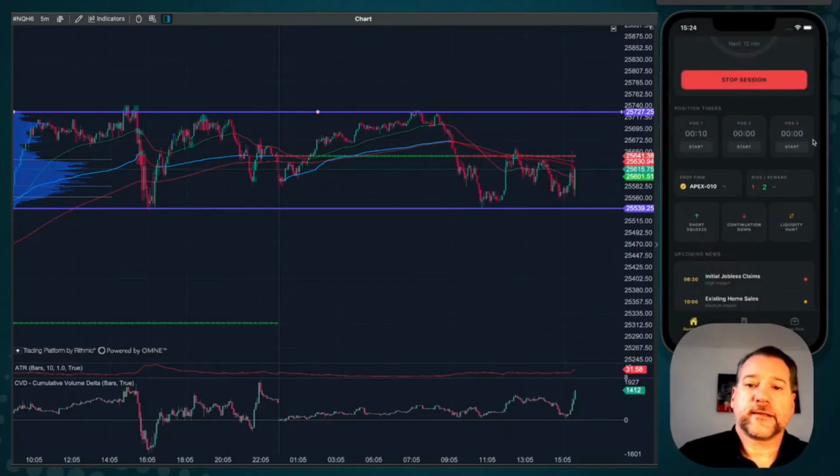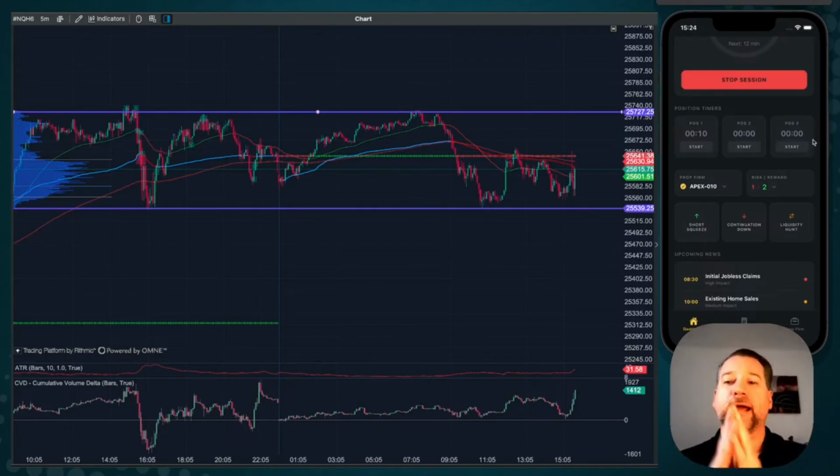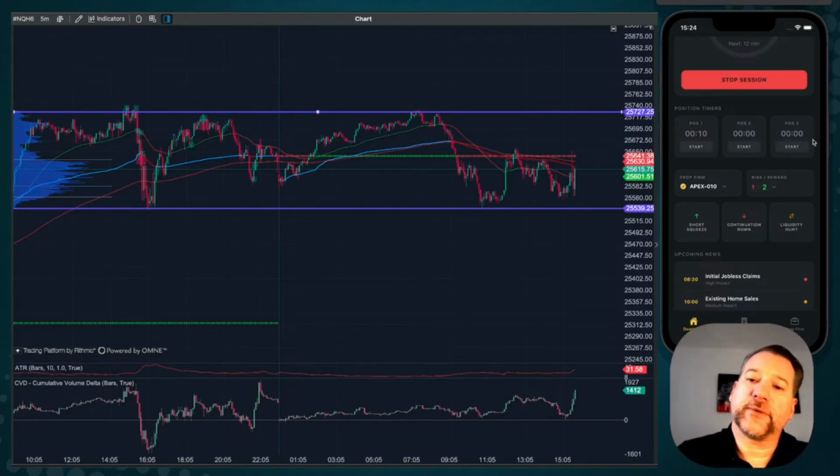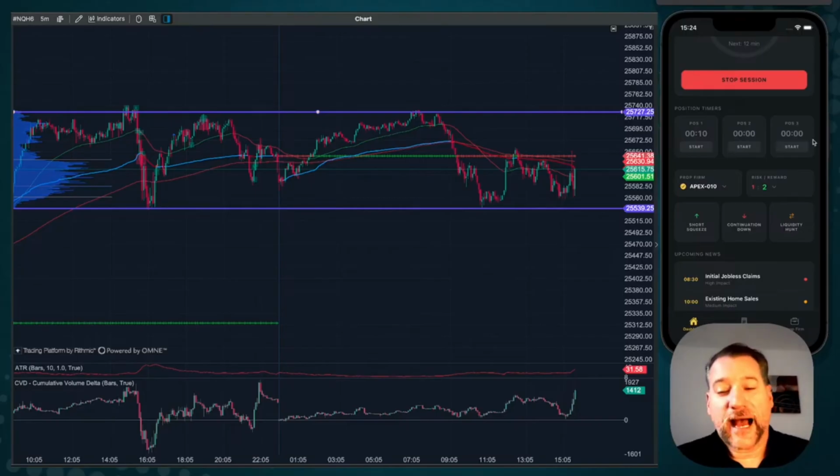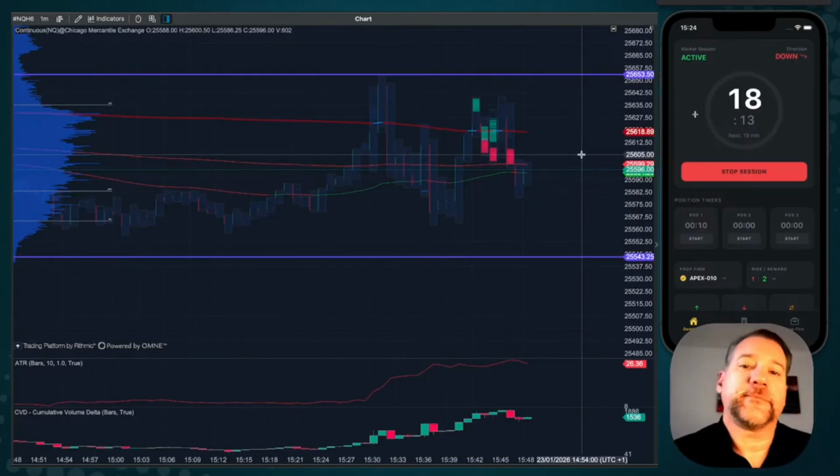So I have another alert. What time is it now? 12 minutes. Okay, now I have to review my bias. Where is the price going? Now it's not going lower, it's going higher maybe. Okay, I don't have a clear bias yet, but I'm taking my time. So I'm using the timers to hold me back before placing a trade.